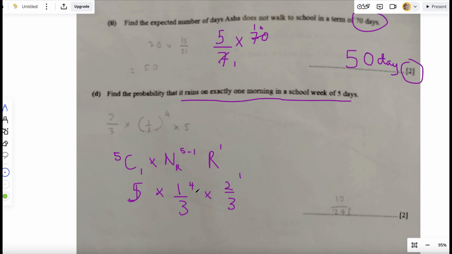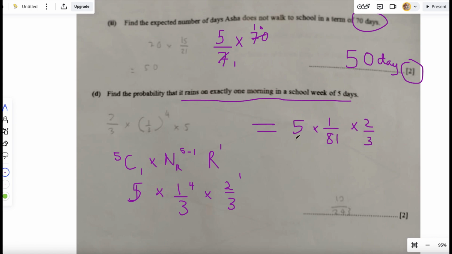So if you expand this, it will be 1/81, right? 3 times 3 is 9, 9 times 9 is 81. Okay, this will be 1/81. So you say times 5. This will be equivalent to 5. I will also do it in another way. Okay, 5 times 1/81 times 2/3.